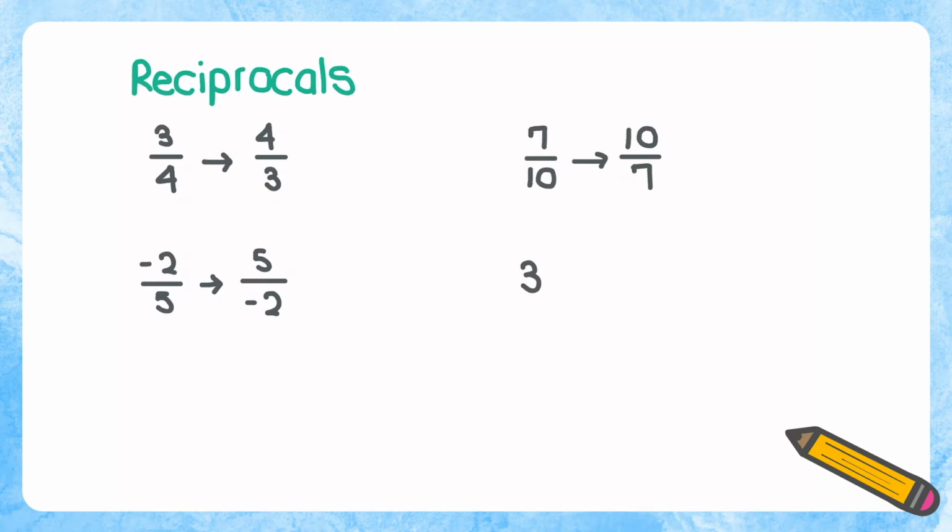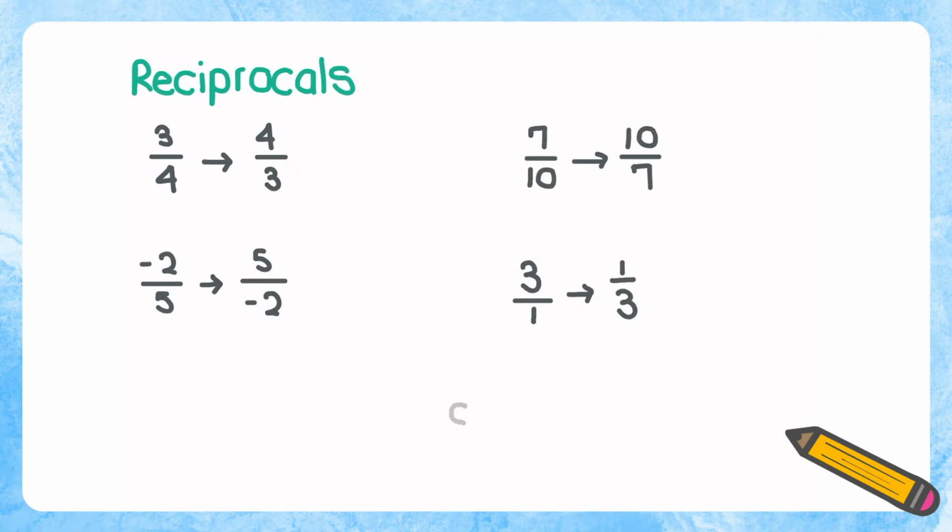And what if I have a whole number like 3? Well, this is technically the same thing as just saying 3/1. So the reciprocal is 1/3. So you can find the reciprocal of a fraction by flipping the numerator and the denominator.